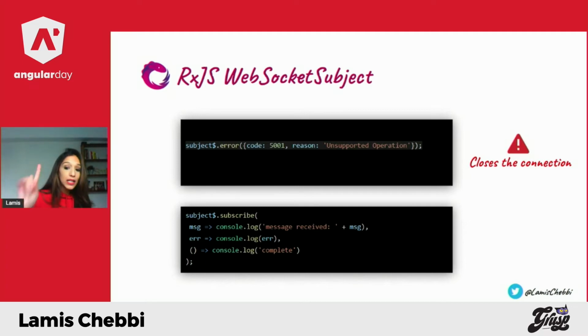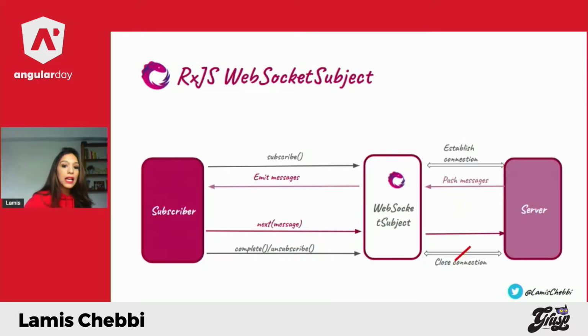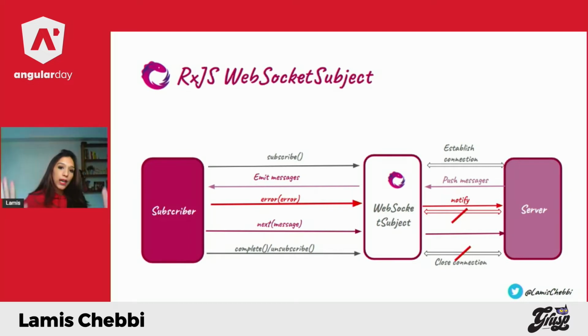Just keep in mind that the error method closes the connection. It will emit an error to the server and then close the connection. So be careful about this part. To make this life cycle complete, let's add this arrow here, which is the error. This error will notify the server about the error and then close the connection. This way we have a complete life cycle of the RxJS WebSocket subject.